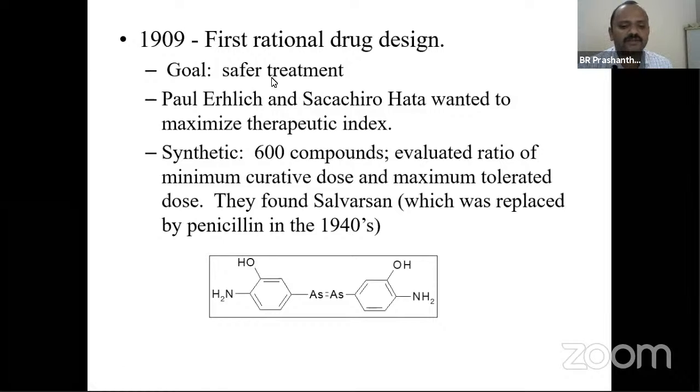Okay, so as you all know, this salvarsan, which had been used as an anti-infective at that particular point of time, was then replaced with penicillin in the year 1940. Alexander Fleming discovered penicillin, and that replaced salvarsan in the year 1940.